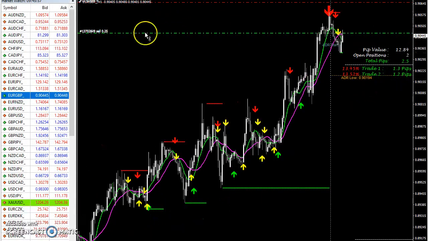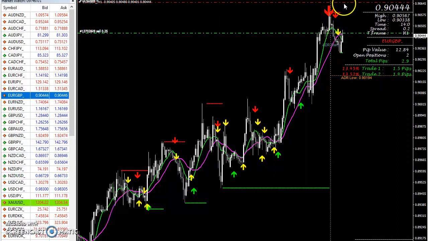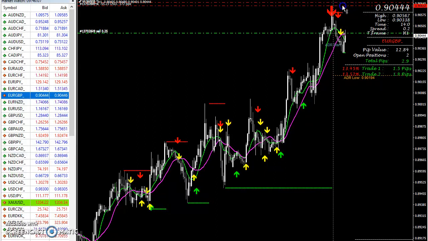Again, I go to the 1 hour. Oh boy, look at that. Fresh triple arrows at the top. And where do I move my stop loss? I move it right above, and I've got two positions. So I'm going to move both of these stops right above the big arrow.